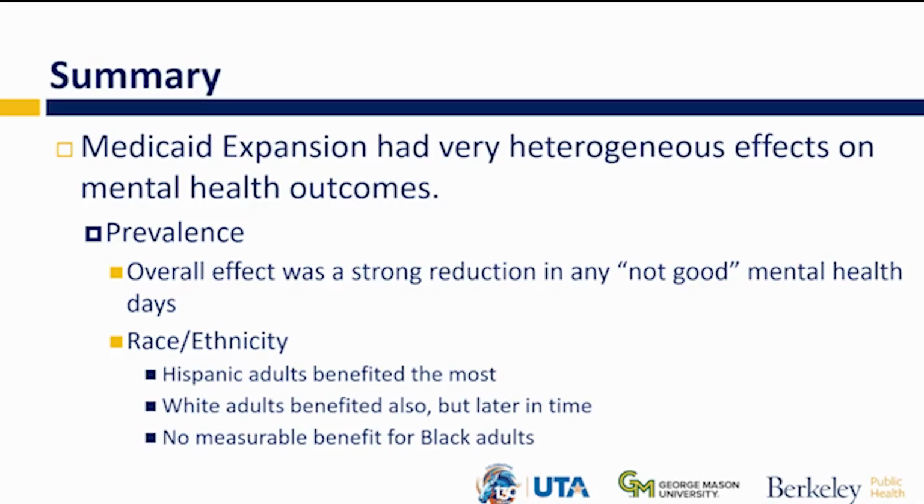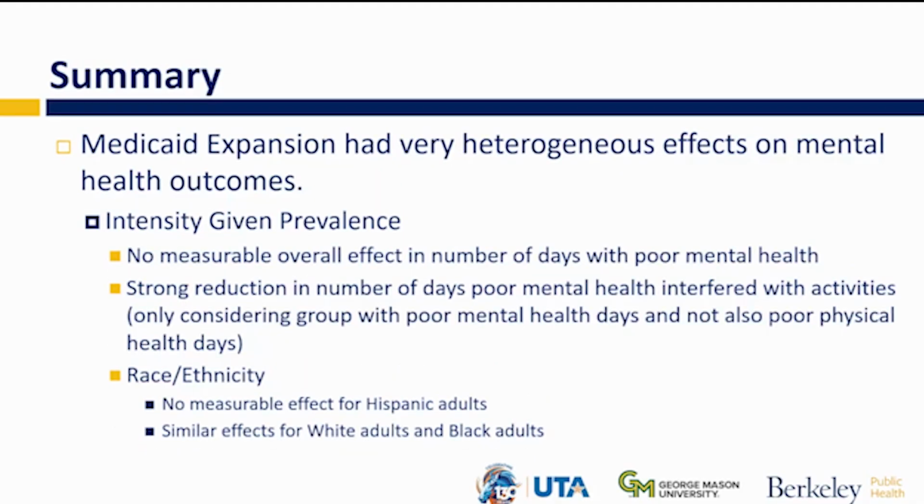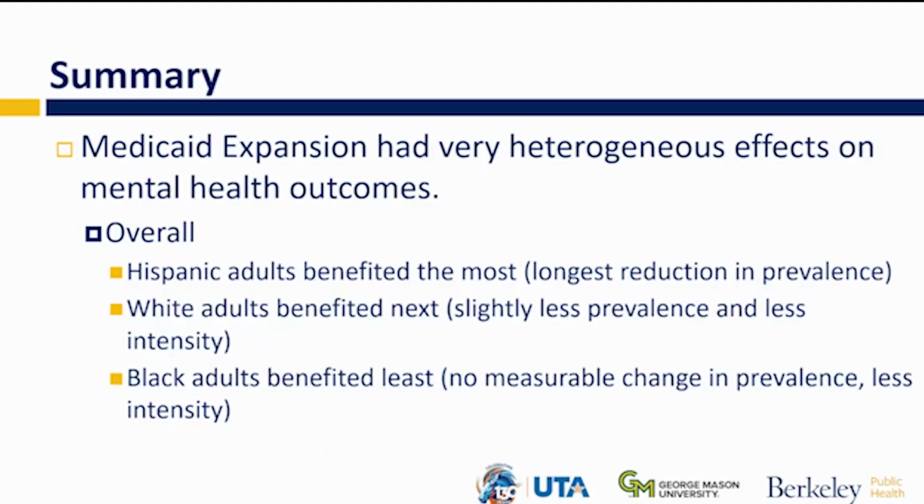Hispanic adults benefited the most. White adults benefited also, later in time. In terms of prevalence, no measurable effect for Black adults. In terms of the intensity given prevalence, nothing overall. In terms of race and ethnicity, we did have similar effects for white and Black adults. So overall, we'd say that actually Hispanic adults benefited the most out of this.